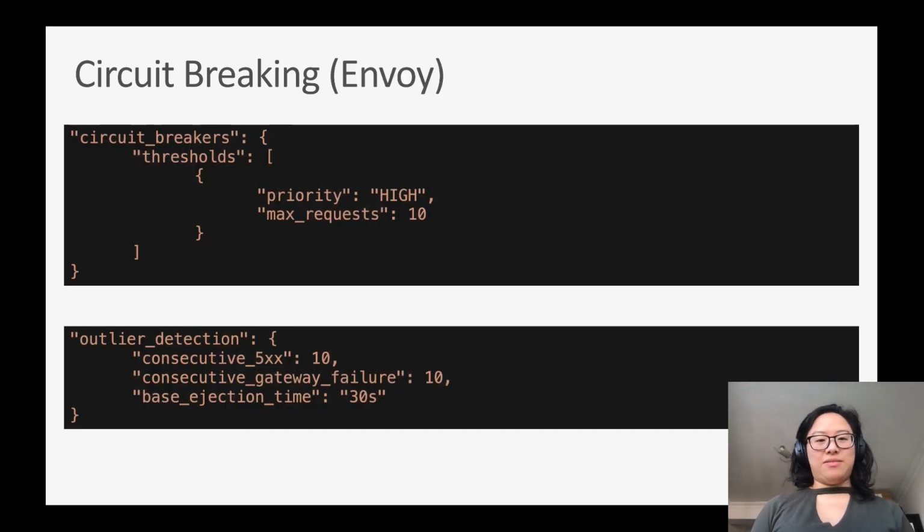Circuit breaking, however, in the service mesh space can actually be a little easier to configure. I embedded 2 snippets. Circuit breakers in Envoy is a very simple kind of circuit breaker where it reaches a threshold and then cuts it off.